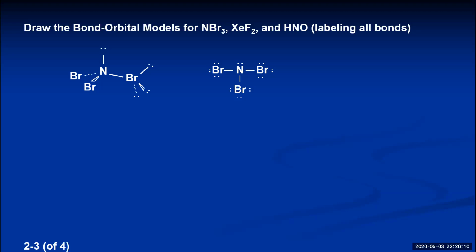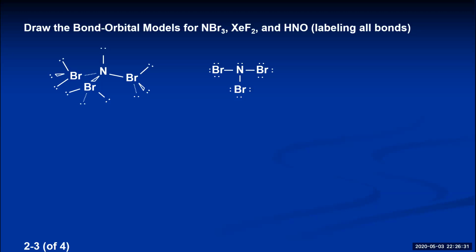The other 2 are also sp3 hybridized, but because they're not on the plane of the paper, one is in front, one is behind, just do your best in trying to draw what you'd think would look like a tetrahedron to hold the 3 lone pairs, and what would look like a tetrahedron to hold the 3 lone pairs there. This would be the bond orbital model for NBr3.